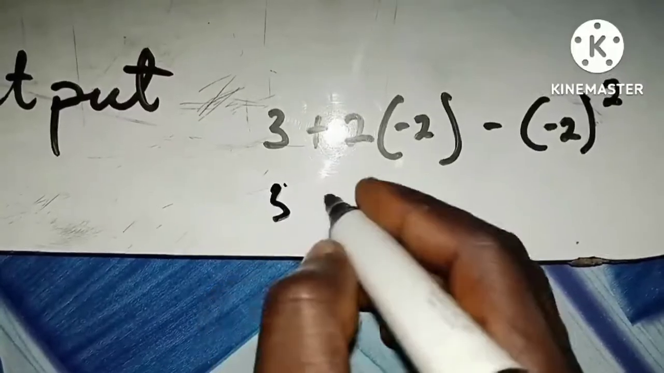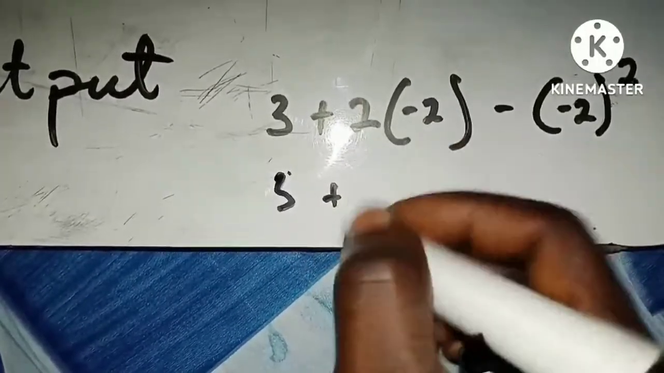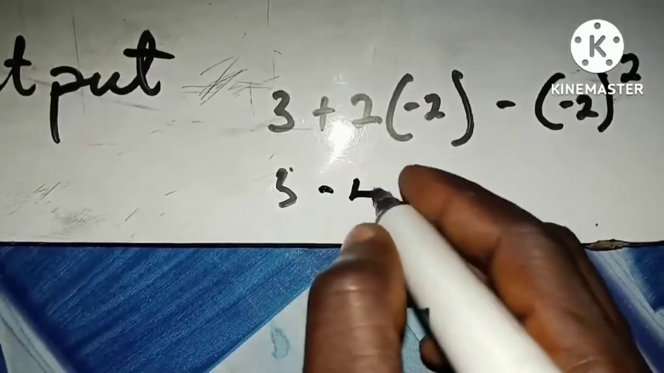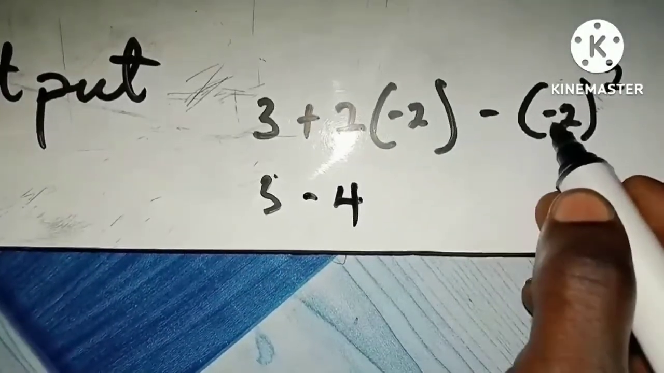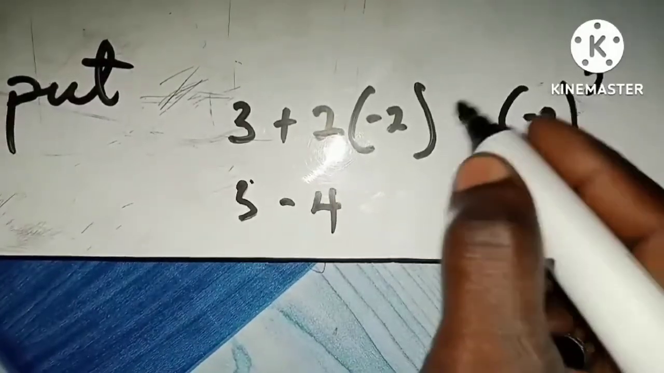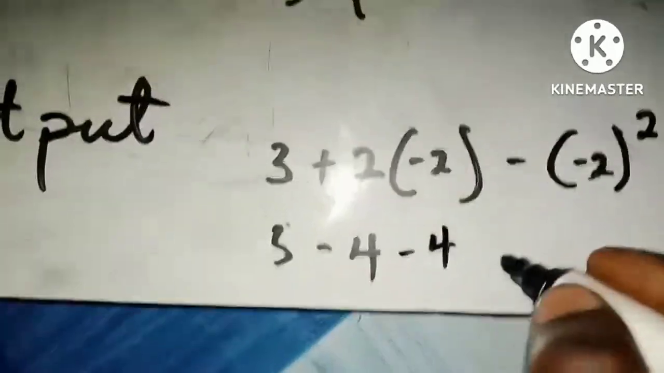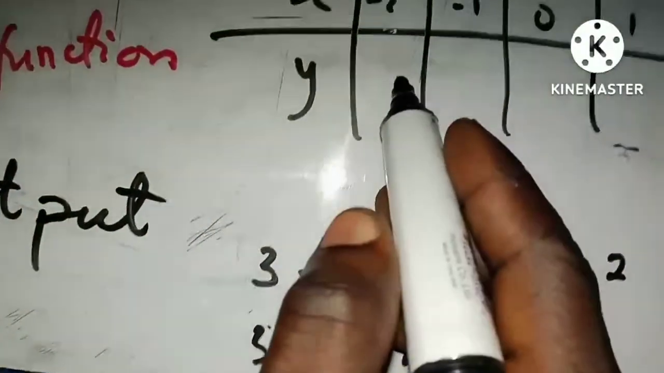So we have 3 plus, and this one will give us -4, since 2 multiplied by -2 should be -4. Then -2 squared should be +4. Here we have the negative, so that should be -4, right? So you do this calculation, then you write your answer in this column.